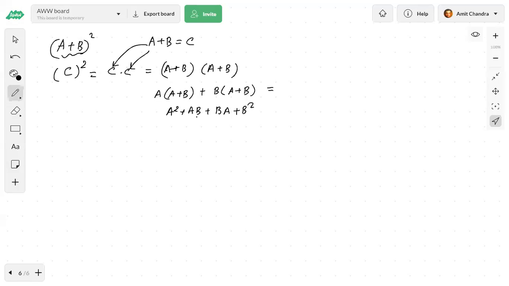Now we know that these two are different. We cannot simply write AB plus BA as 2AB, because this is not an algebraic sum. So we can simply write A plus B whole square is equal to A square plus AB plus BA plus B square, and this is equal to A square plus B square, right?